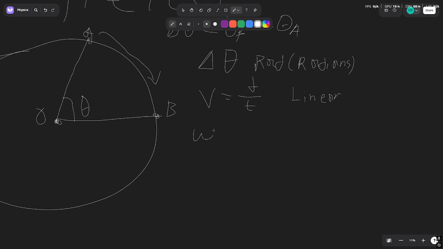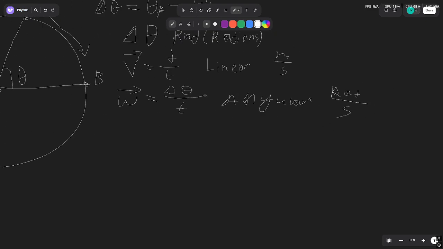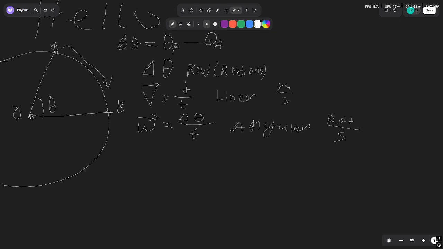Angular velocity is this sign, omega, with the vector above. So angular velocity is the change in angular displacement divided by time. Yeah, it's super clear. So this is angular velocity. And while linear velocity is meters per second, angular velocity is radians per second. Right. Maybe there are some similarities between these two velocities.